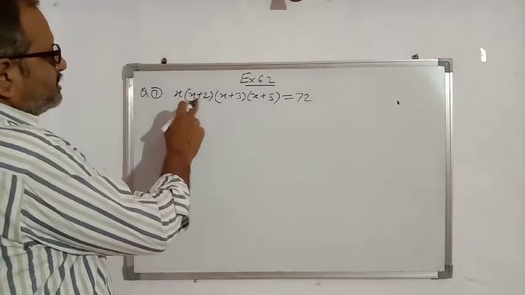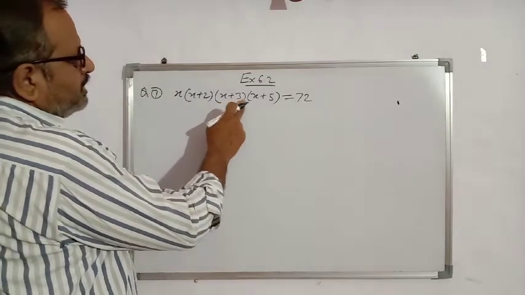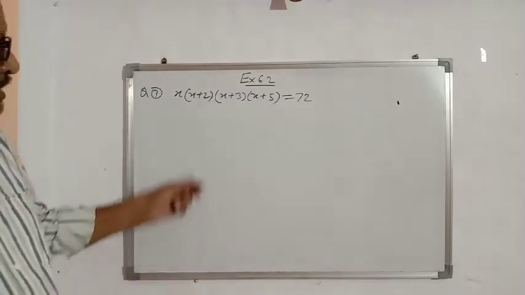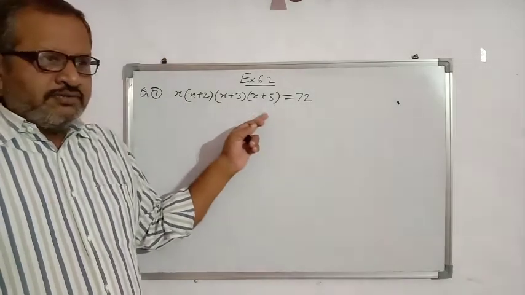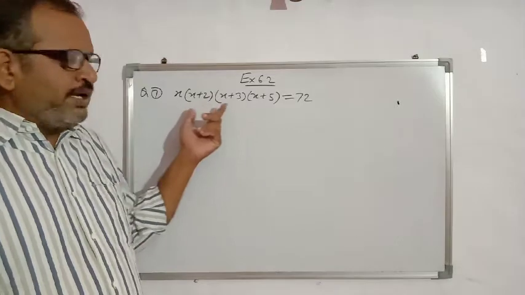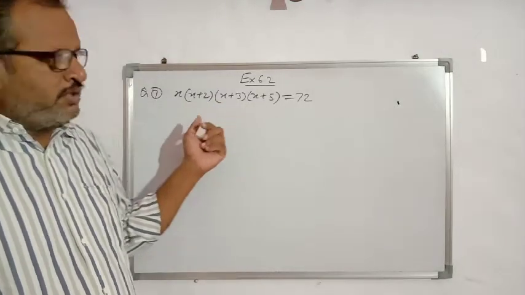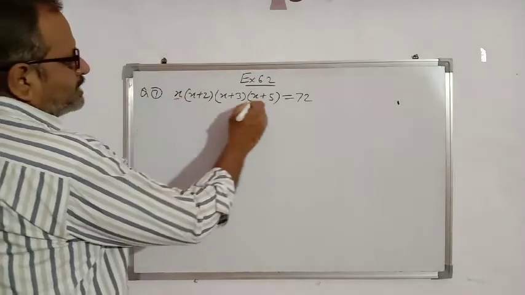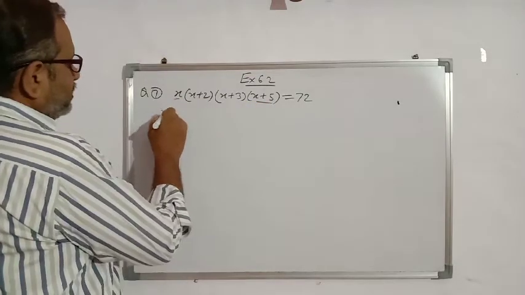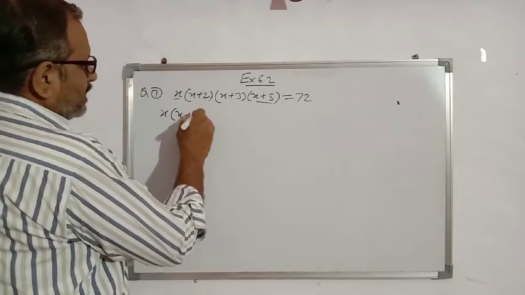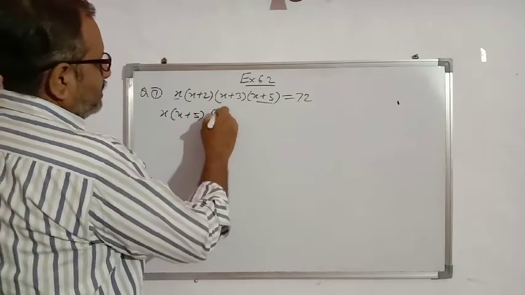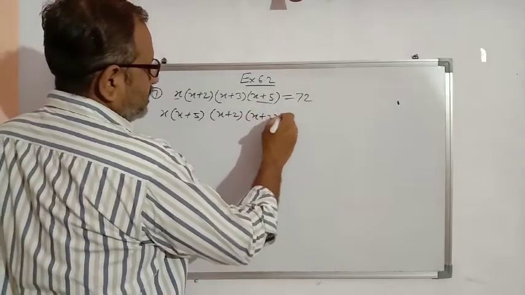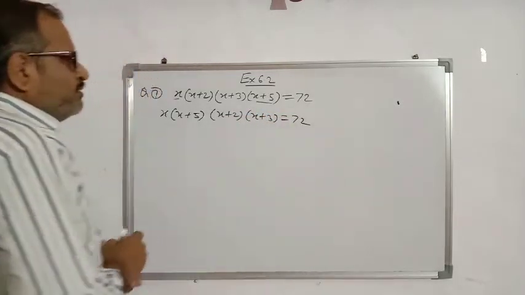It is given x into x plus 2 into x plus 3 into x plus 5 is equal to 72. It is not a quadratic equation, but we will make it quadratic by simplification. How can we simplify it? So we will take x and x plus 5 together: x into x plus 5, and then x plus 2, x plus 3 is equal to 72.